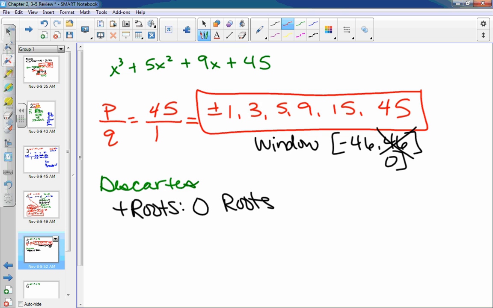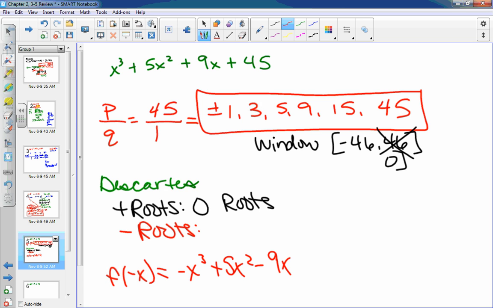Negative. How do I find my negative roots? I need to do f at -x. I need to see this, y'all. If I don't see it, I'm docking points tomorrow. I do not have a book that has your brain as you were doing your test, so you need to write it down. What powers change? The odd powers change, so this becomes -x cubed. This stays at positive 5x squared. This changes to -9x, and this stays at positive 45. Does everybody see that, yes or no?